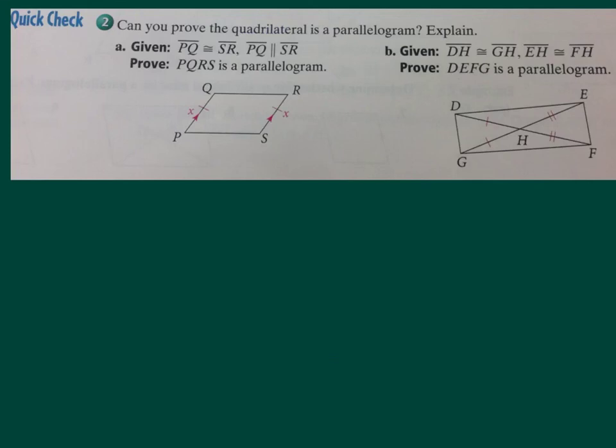In part B, we know that if the diagonals bisect each other, the figure is a parallelogram, but that is not what we have here. So we cannot determine this figure to be a parallelogram, because DH would have to be congruent to FH, and they are not congruent. And the same with GH and EH. So we do not know this figure to be a parallelogram.